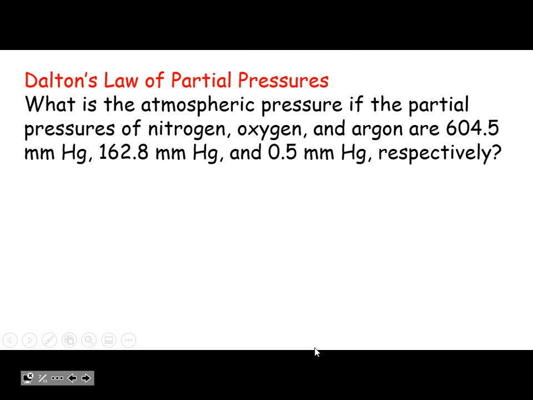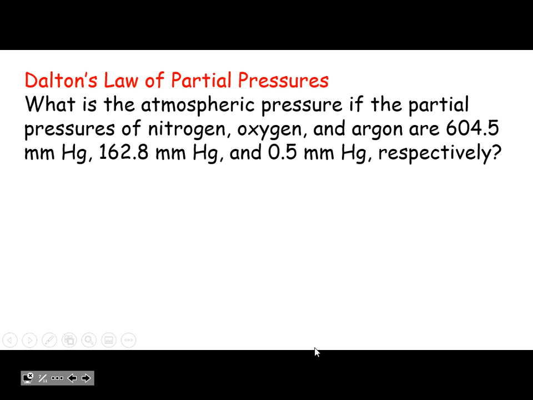Well, we're going to use Dalton's law of partial pressures to make some calculations, okay? So here is the very first problem we're going to be dealing with. What is the atmospheric pressure if the partial pressures of nitrogen, oxygen, and argon are 104.5 millimeters of mercury, 162.8 millimeters of mercury, and 0.5 millimeters of mercury?